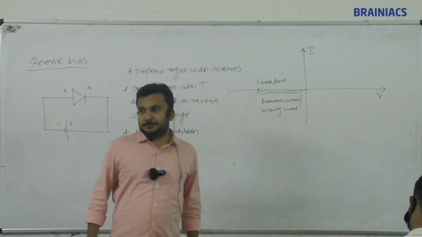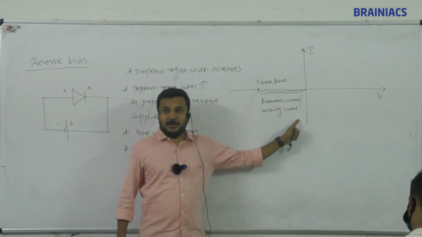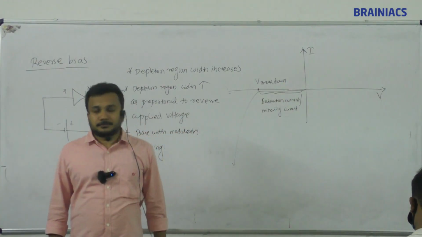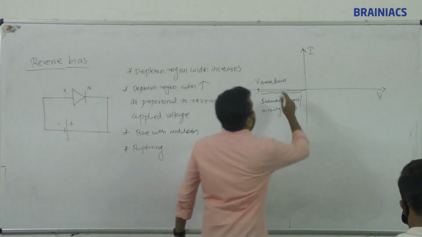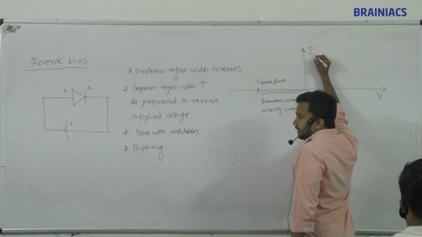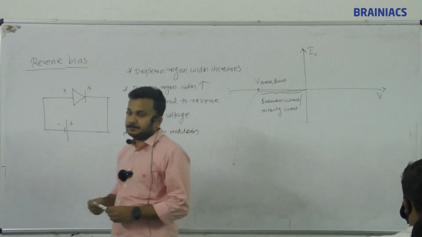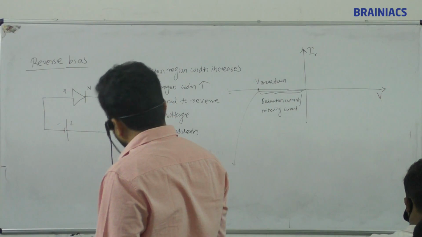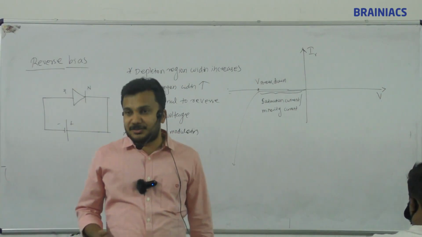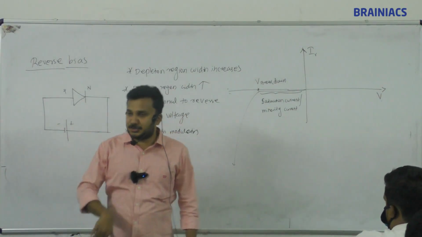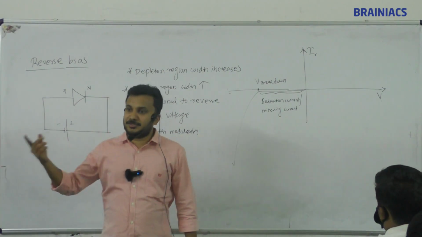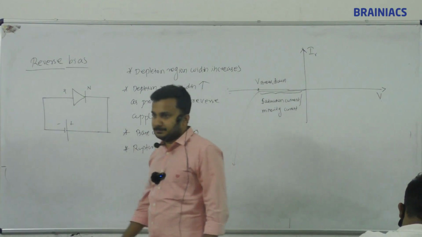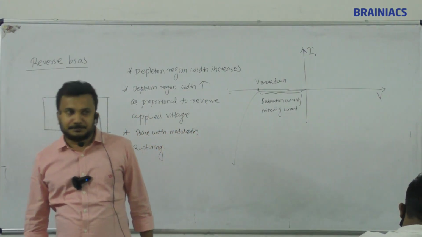Draw the graph. Write down saturation current or minority current, breakdown voltage, current versus voltage. Here we have written forward current; here it is reverse current. The current is not negative; the current is positive, but its direction is opposite compared to the forward direction.